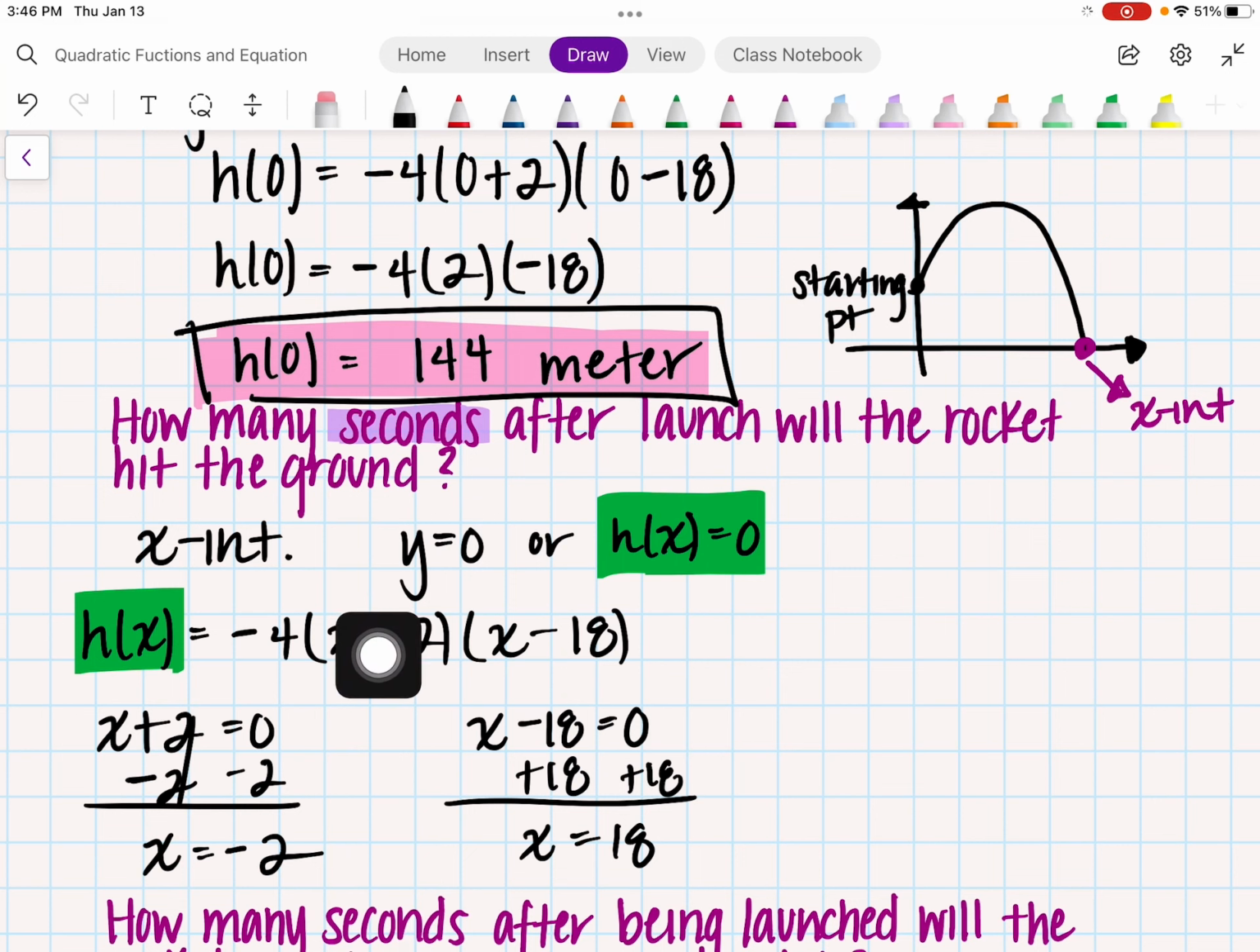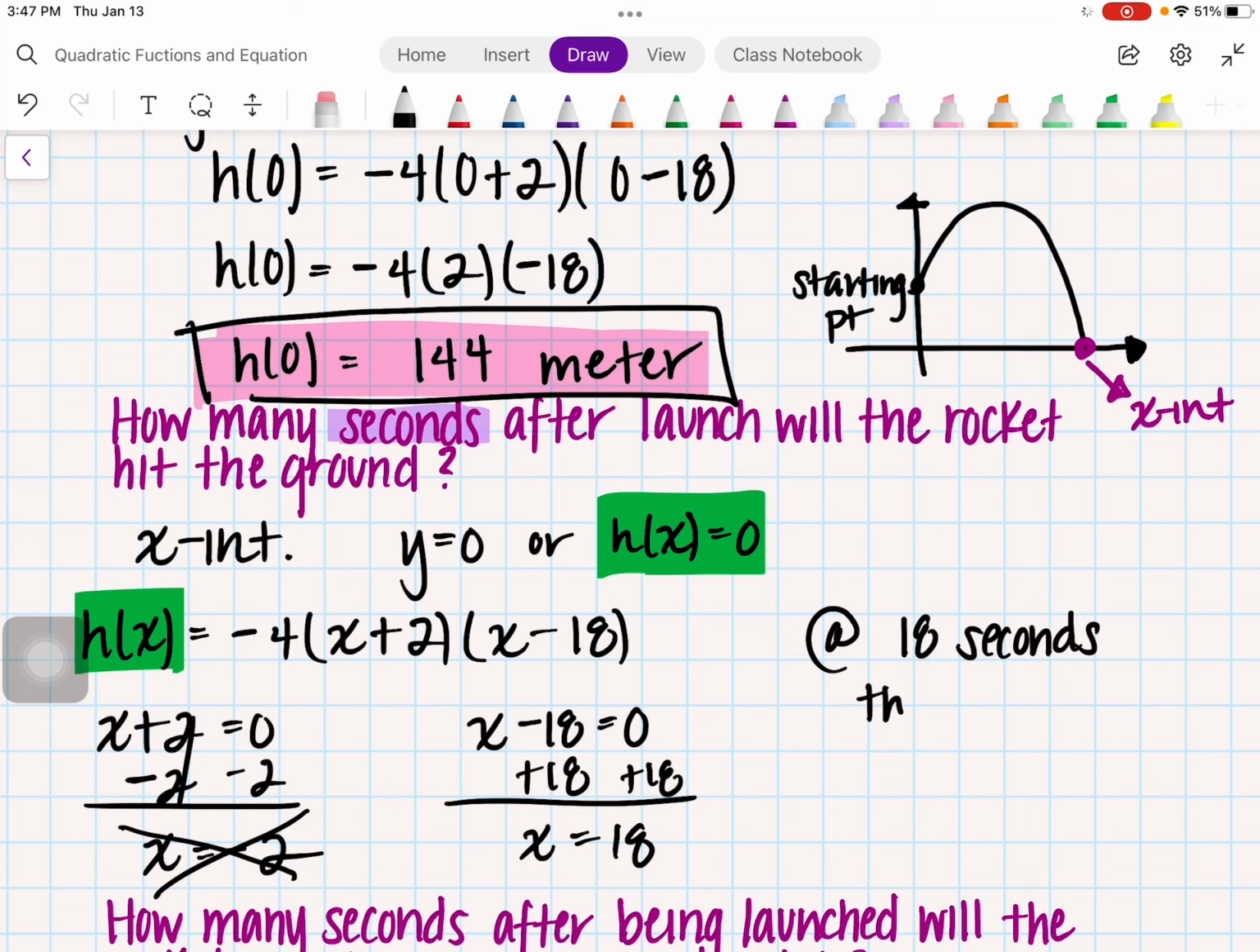Now, both of these do represent the x-intercept, but in this case, the x represents seconds. Just like distance, time in this case can't be negative. So we're actually going to discard this one. We're not going to use that one because time won't be negative. So how many seconds after launching will the rocket hit the ground? It's going to be after 18 seconds, or at 18 seconds, the rocket will hit the ground. After being launched, it's going to take 18 seconds for the rocket to hit the ground.